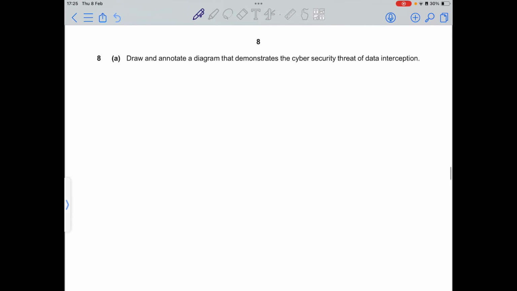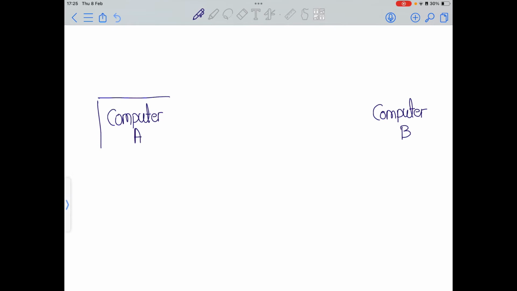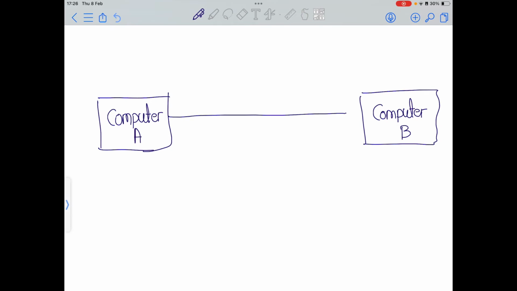Now, the next question is asking us to draw an annotated diagram that demonstrates the cybersecurity threat of data interception. Data interception is when you're sending data and it is intercepted using a wired or a wireless network. So obviously, first you have to draw two computers between which you're sending data: Computer A and Computer B. Once you have these computers, just draw boxes around them. What you're sending is data.